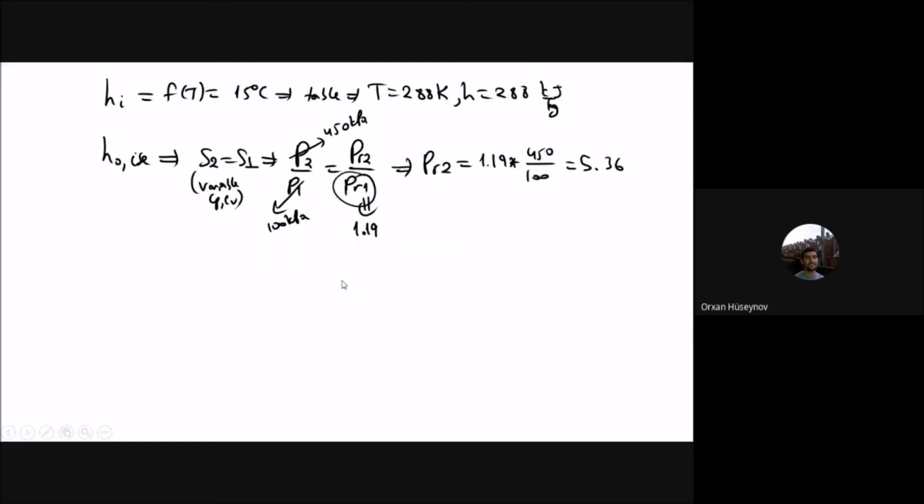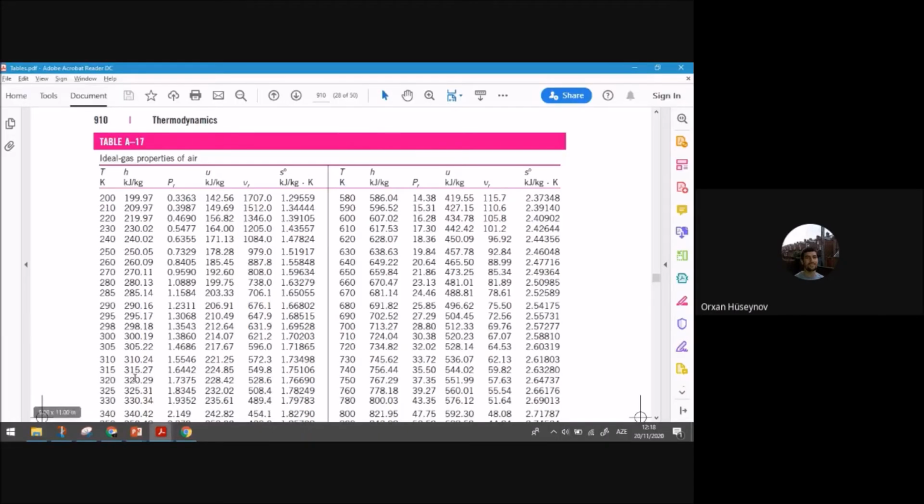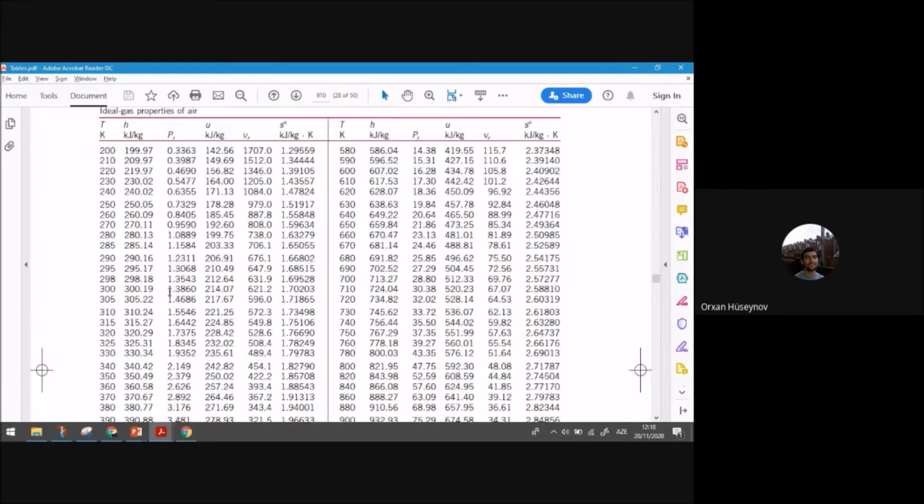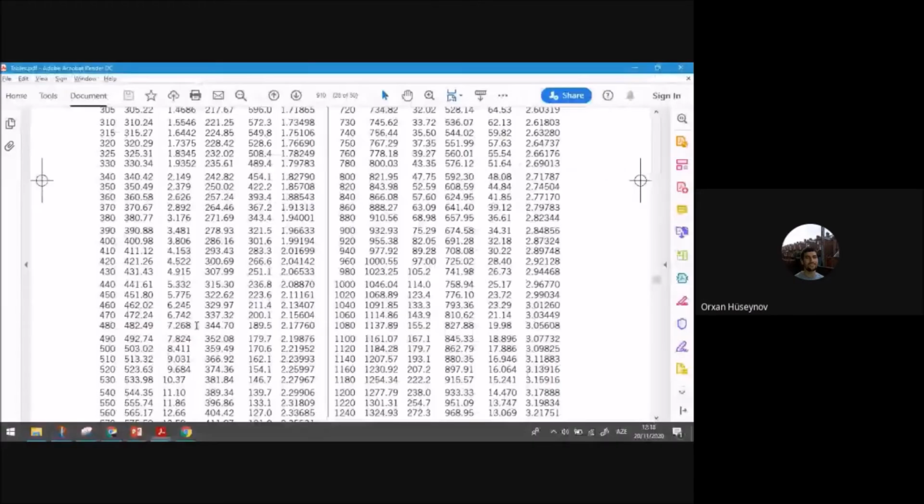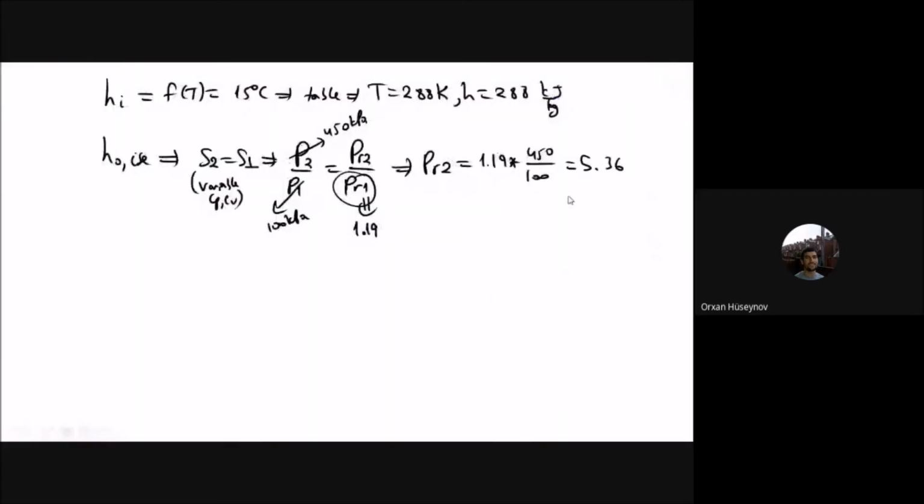Okay, good. Now I will go back to the table again. The PR value is 5.36. So 5.36 is here, and this is 5.77. It is 440 Kelvin and 450 Kelvin. And since it is in the first decimal point, they are the same, which is 440. In the second decimal point, it will make only one temperature difference. I will take the approximate temperature, which is 450 Kelvin.